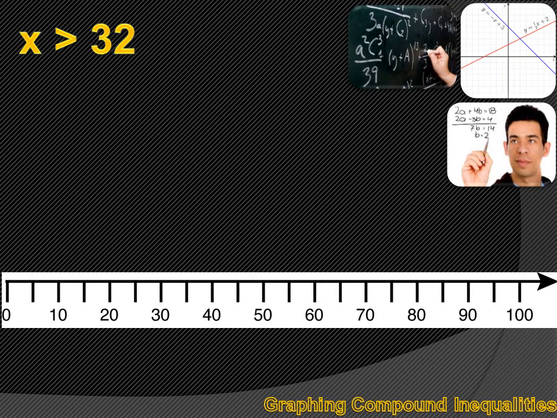Let's try another one. You know how to graph x is greater than 32. You also know how to graph 20 is greater than or equal to x. Well, you've just graphed the combined inequality. x is greater than 32, or 20 is greater than or equal to x. Compound inequalities that are combined with an or are just written exactly that way. Two separate inequalities separated by the word or, and the two inequalities are each drawn independently of each other.